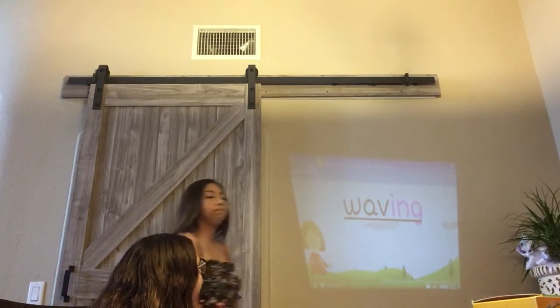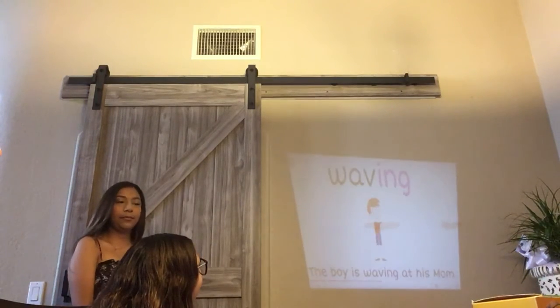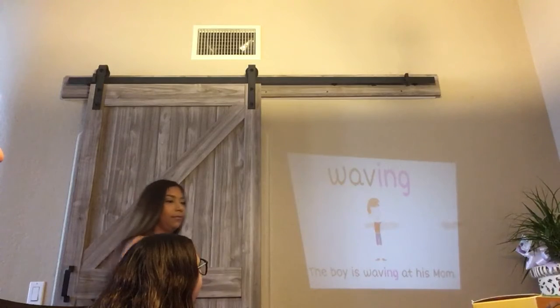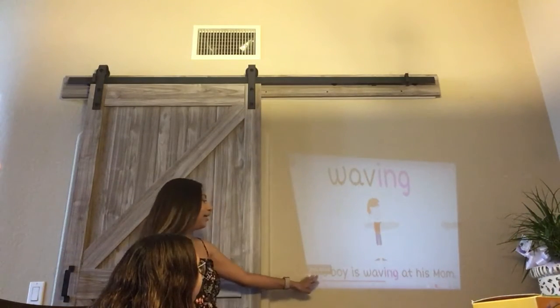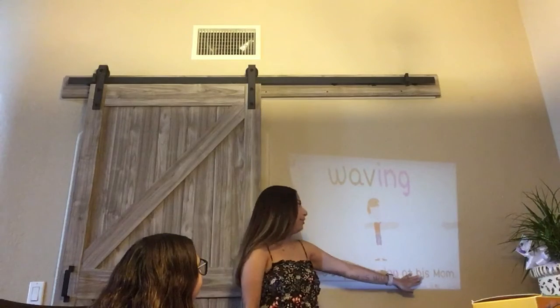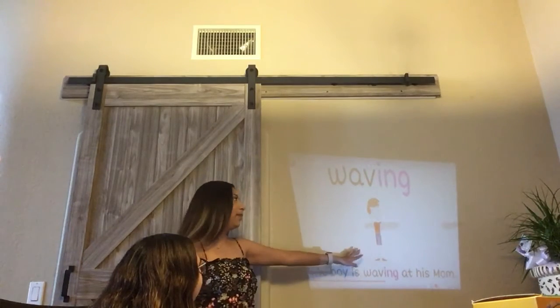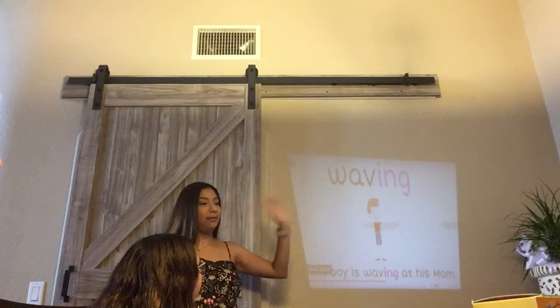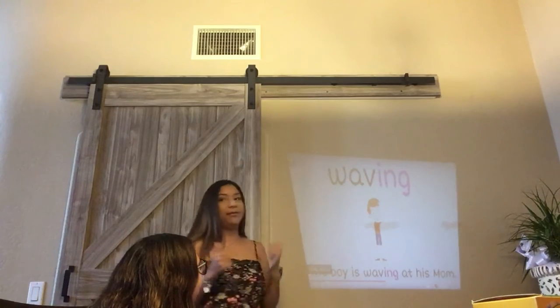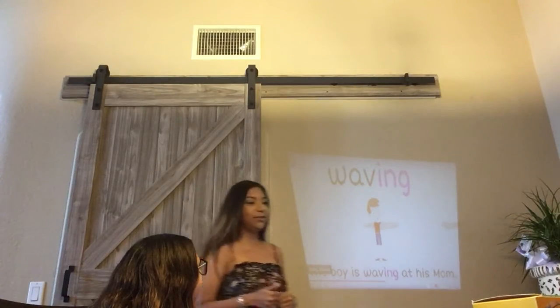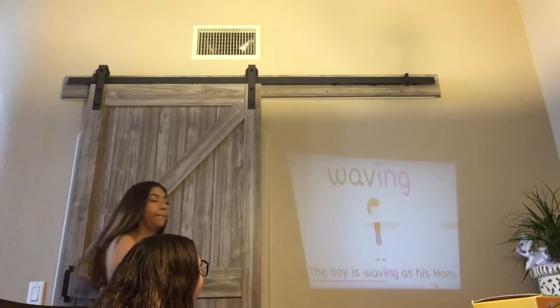Here's the sentence. The boy is waving at his mom. Great, so our sentence here at the bottom is the boy is waving at his mom. Now before I pause the video, you can see his hand is moving back and forth, which means it's happening right now, which is great. So that means you guys had the correct answer, so good job so far. That means he is waving right now.